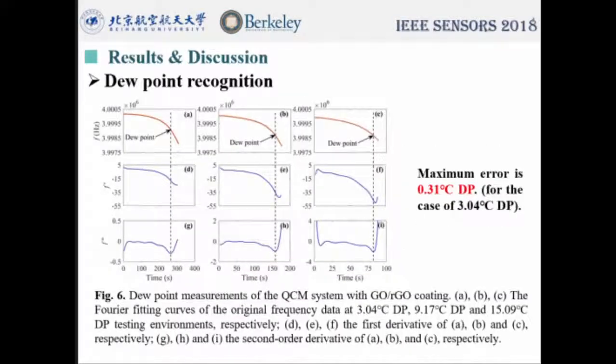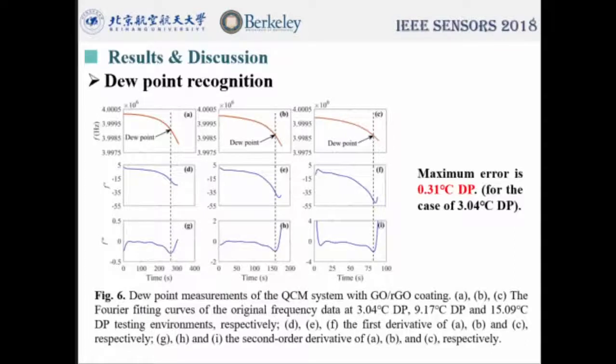To recognize the accurate dew-point position, we first fitted the original QCM frequency by using the following fitting algorithm and calculated the first and second derivative of the frequency. The result shows that there is an extreme inflection point in the second derivative curves. We use this point as the point for dew-point recognition and get a measurement accuracy of less than 0.31 Celsius.